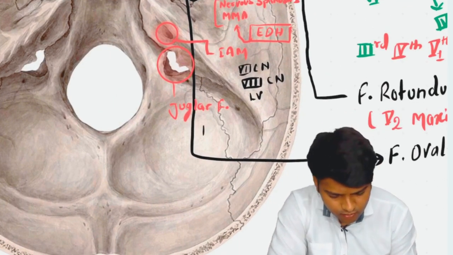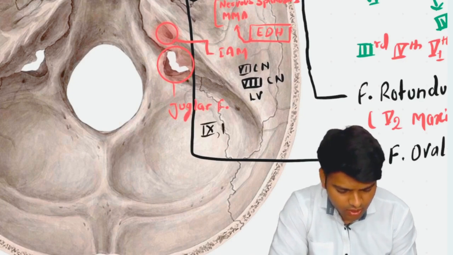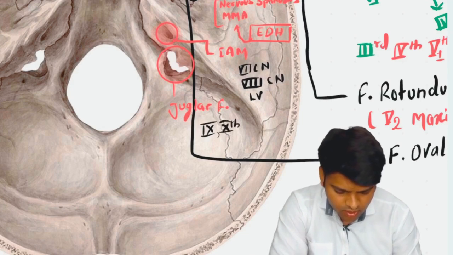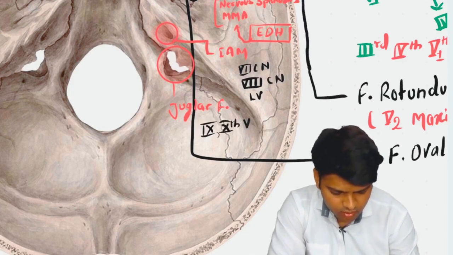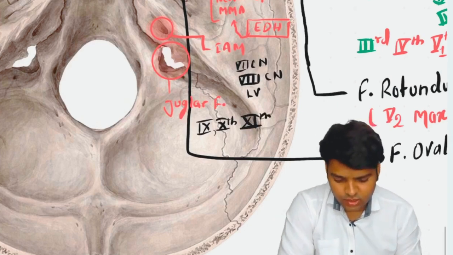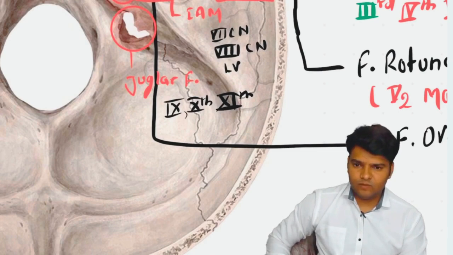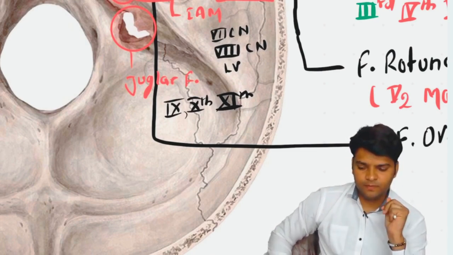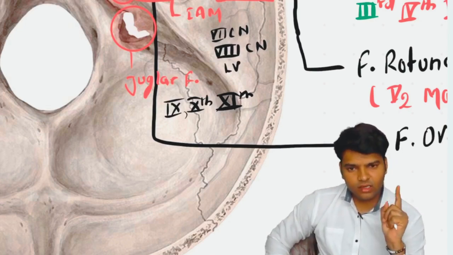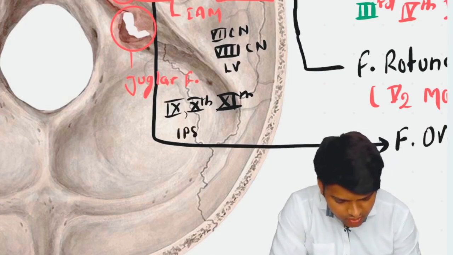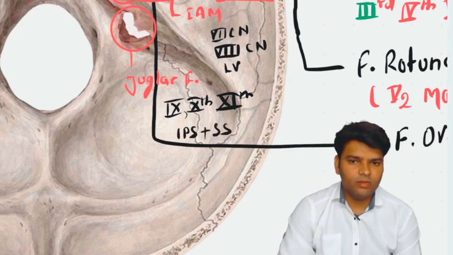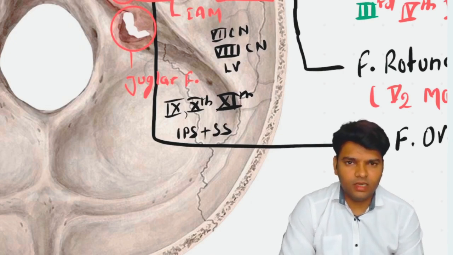the 9th cranial nerve, the 10th cranial nerve, the 11th cranial nerve. Okay, and these are the structures passing through the jugular foramen, and two more structures, which are the inferior petrosal sinus and sigmoid sinus. Please note down the complete name in your copybook. Please don't write the short form.